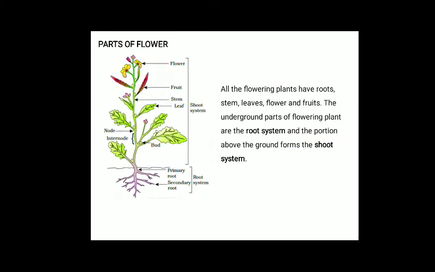Parts of a flowering plant. All the flowering plants have root, stem, leaves, flower and fruits. The underground part of flowering plants is the root system and the portion above the ground forms the shoot system.